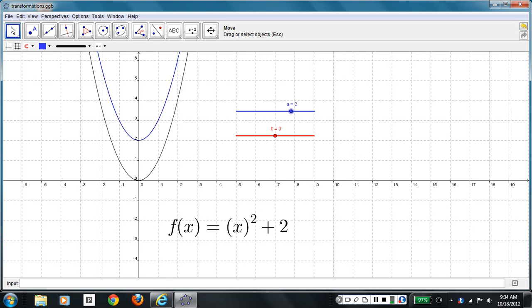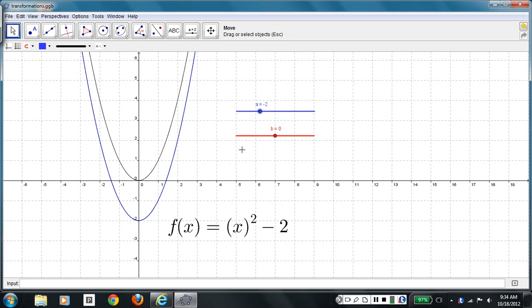On the other hand, we do the opposite. If we subtract 2, it'll take the graph 2 units down. So it's vertical. It doesn't distort the size or the shape of the graph. It's a rigid transformation, it just slides it up or slides it down, by adding a number to go up or subtracting a number to go down.